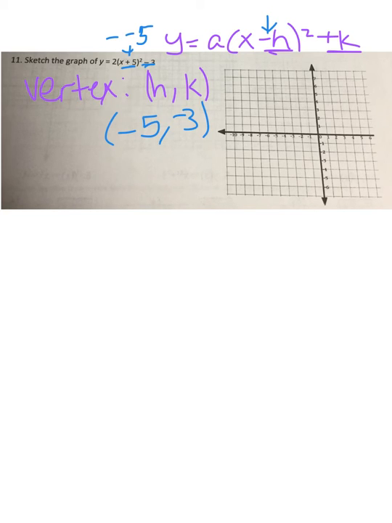And if you know your vertex, you know your axis of symmetry, AOS. It's going to be x equals whatever that x value is, in this case, -5. All right, to summarize everything, problem number 12.